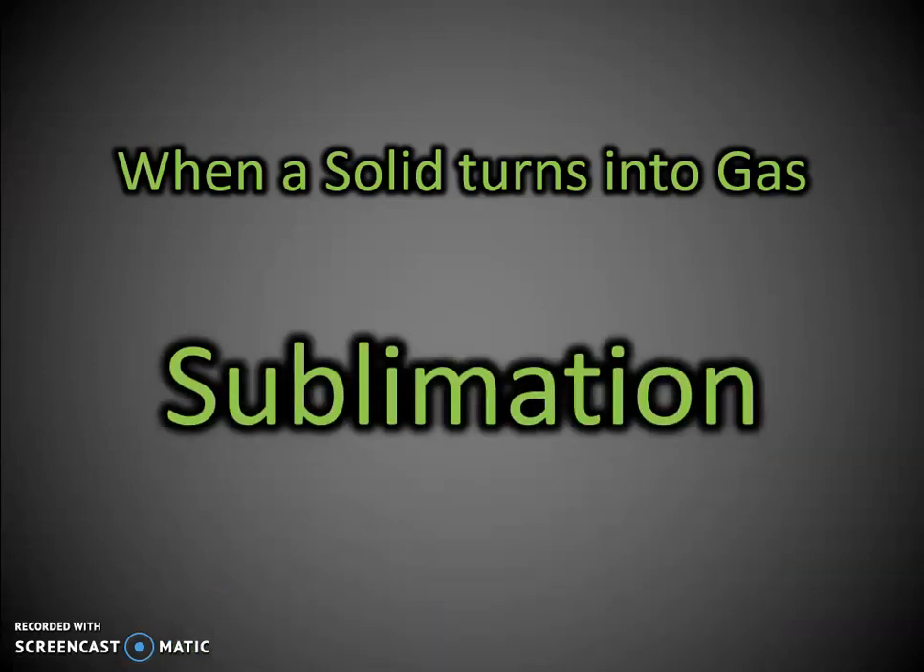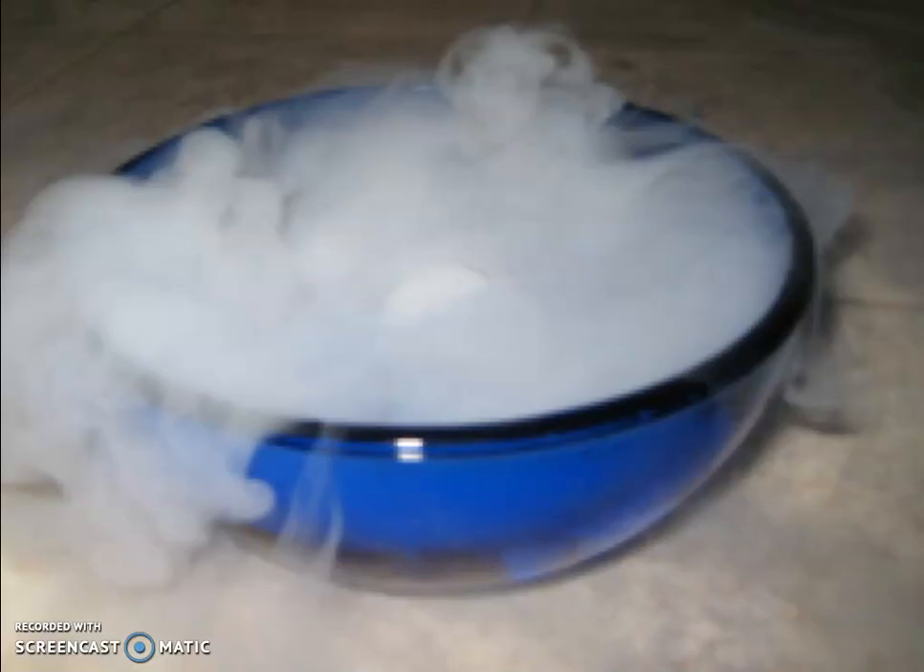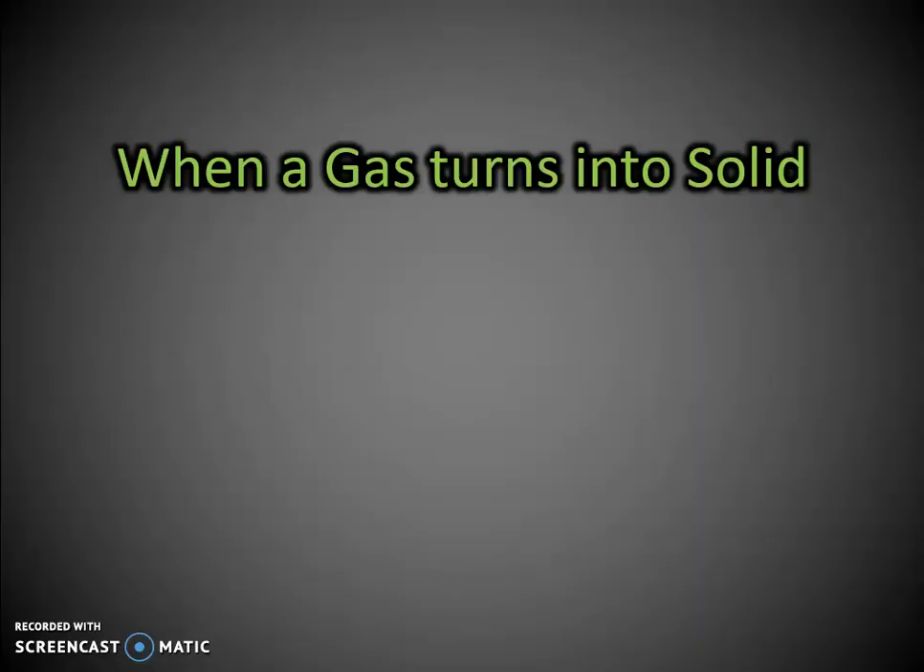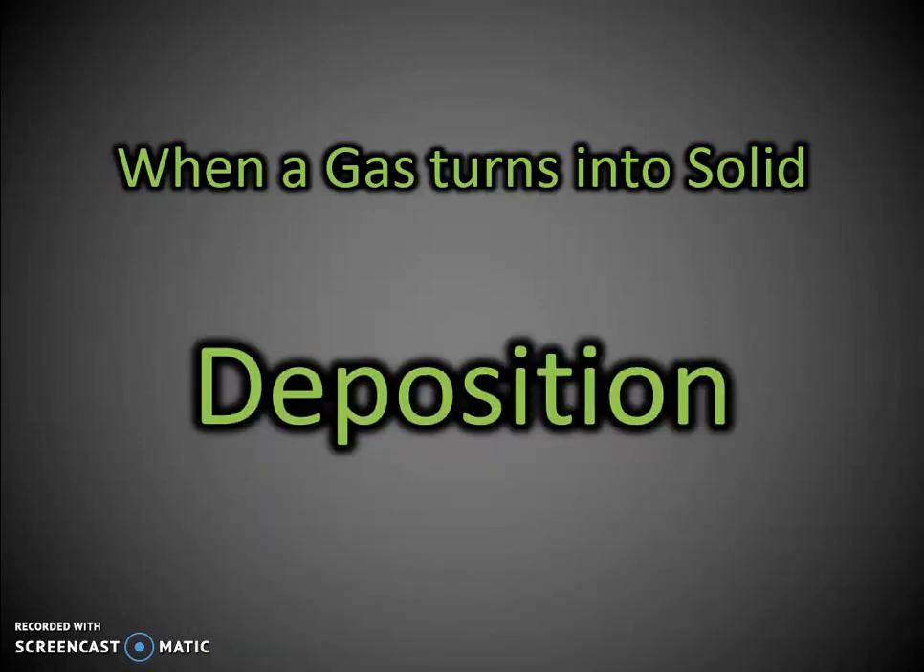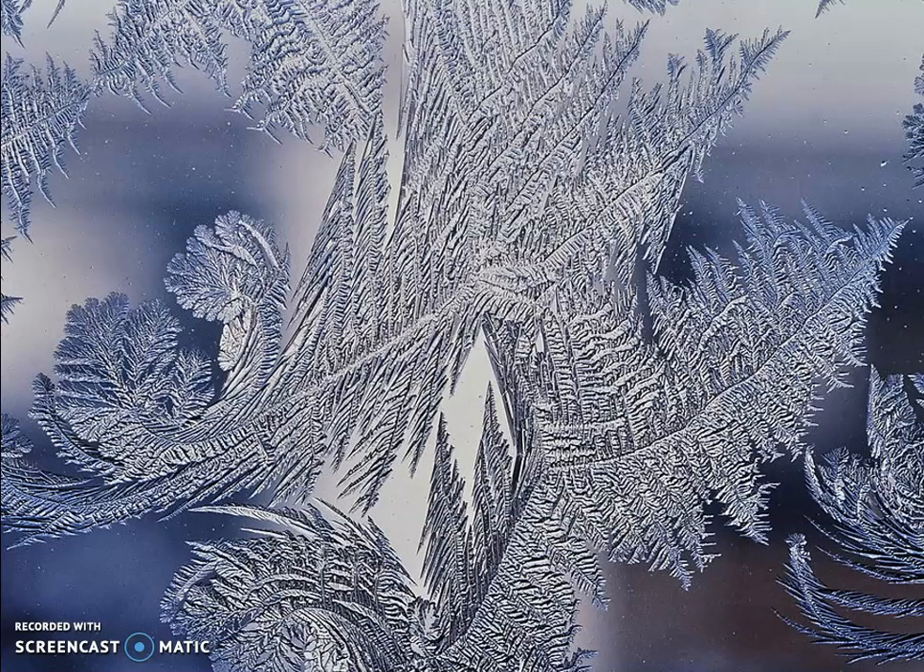When a solid turns into a gas, we call that sublimation. An example of that would be dry ice, which is actually frozen carbon dioxide that turns directly back into carbon dioxide gas. And when a gas turns into a solid, we call that deposition. An example of that would be water vapor in the air in the winter getting so cold it freezes directly to glass, and we call that frost.